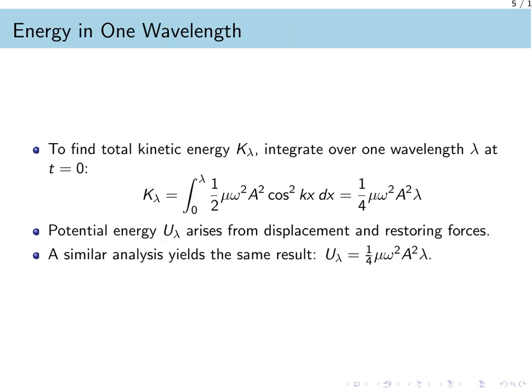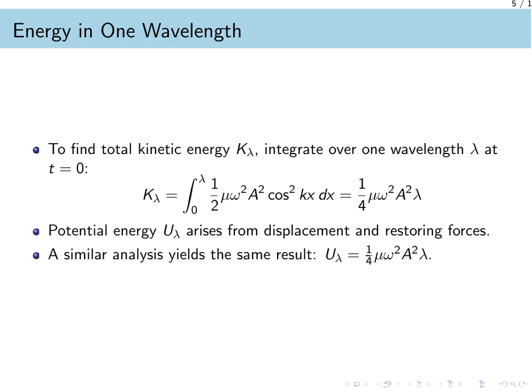To find the total kinetic energy in one wavelength, we integrate the energy of the individual elements over a full wavelength at a specific moment in time. Performing this integration shows that the total kinetic energy in one wavelength is equal to 1/4 times the linear mass density times the square of the angular frequency times the square of the amplitude times the wavelength.